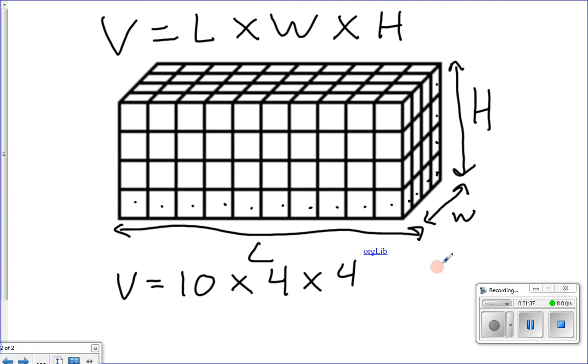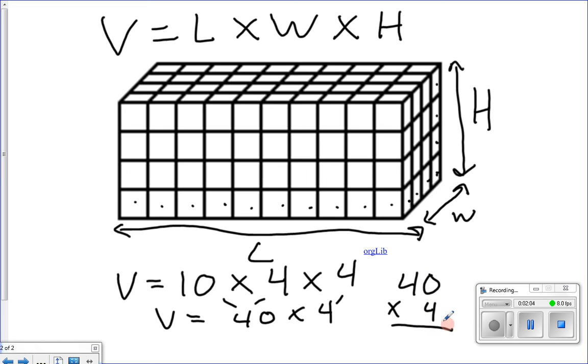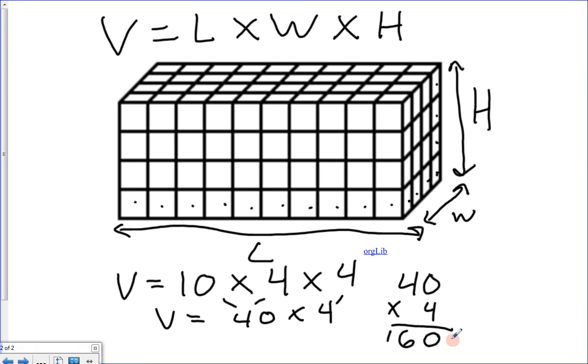Now, you're welcome to try to do this all in your head at once, but I would highly recommend not doing that. You could solve it in steps. For example, let's multiply these two. So that would be 40 times, I'll bring this one down, I haven't used it yet. So now I'm left with 40 times 4. And that will be equal to 160. So the volume is measured in cubic units.